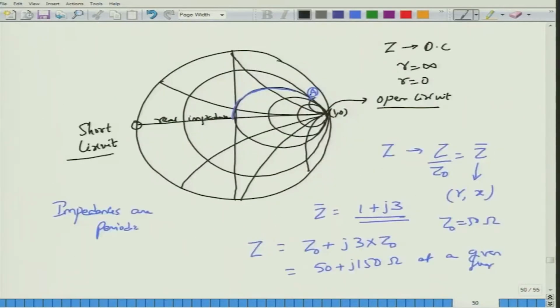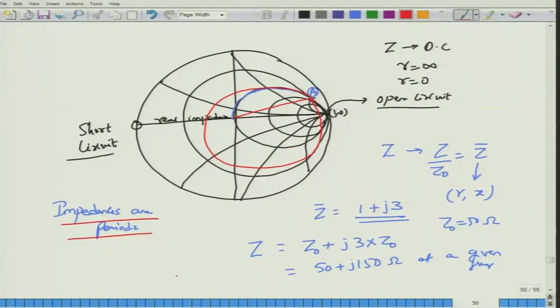So, I can start at point A and go along the constant radius OA, which corresponds to the constant gamma circle, and when I travel one complete rotation, which corresponds to lambda by 2 movement away from the load towards the generator, I land back on A. So, that is the meaning of impedances being periodic. When you move lambda by 2, you come back to the same point, which corresponds to a 360 degree or 2 pi movement on the constant gamma circle.